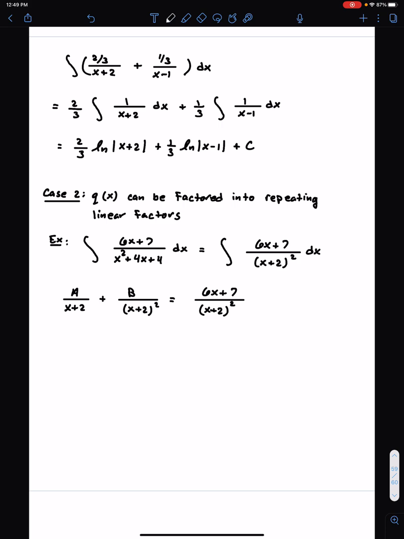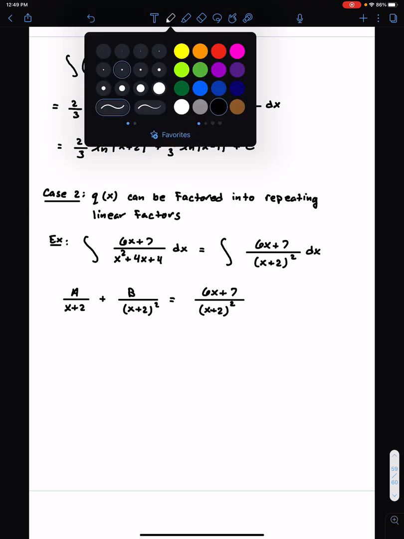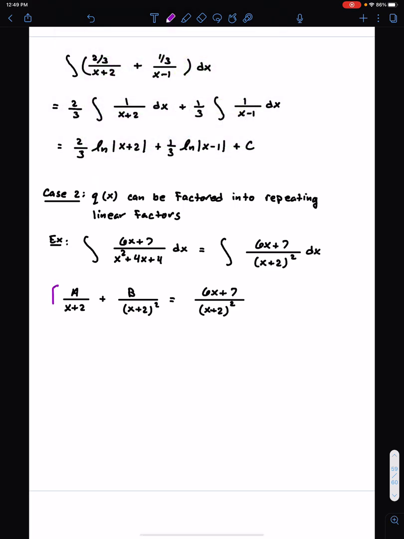So for repeating linear factors, the numerator is always 1 degree less than the denominator. But you have to account for every time that that factor repeats. So this factor has multiplicity 2. To solve for a and b, I'm going to multiply both sides by the LCD, which is x plus 2 squared.